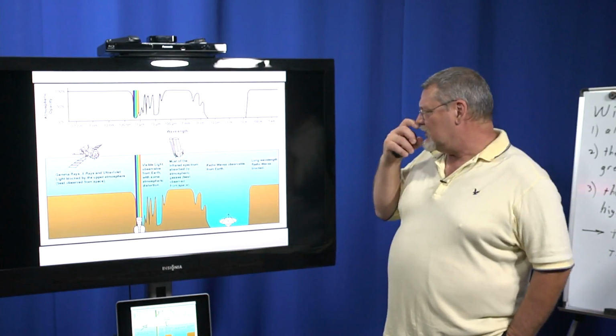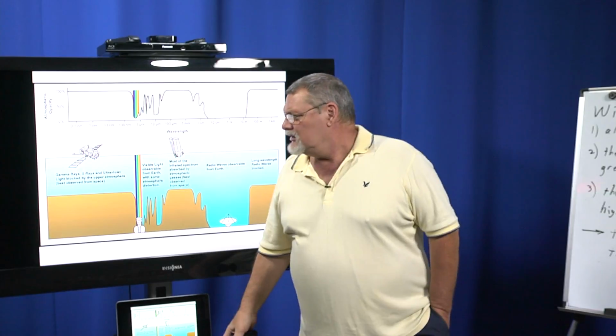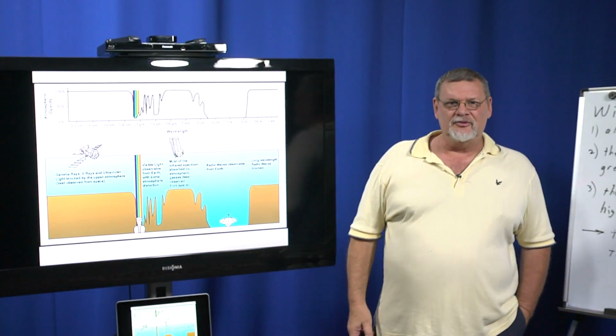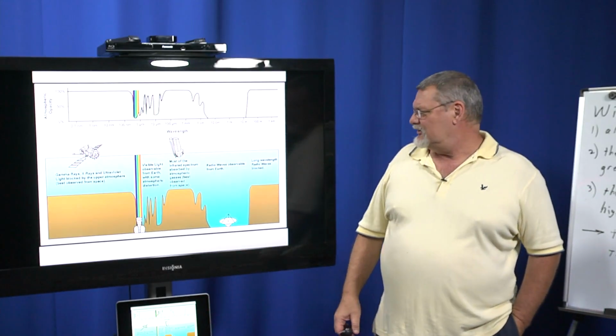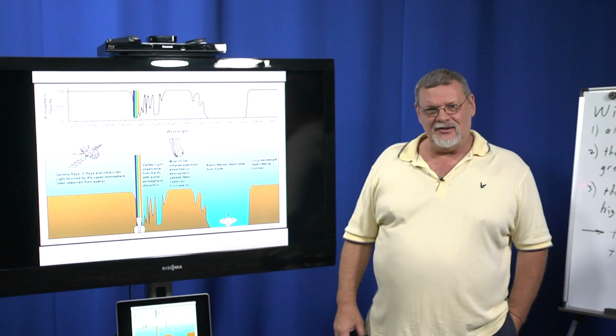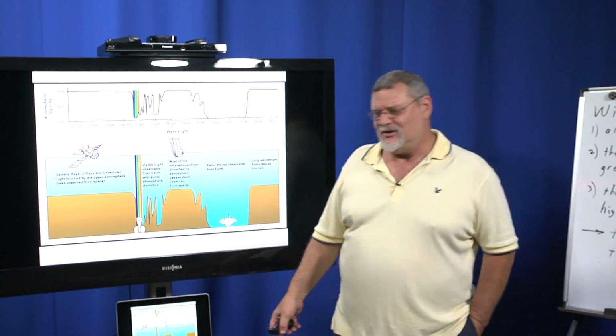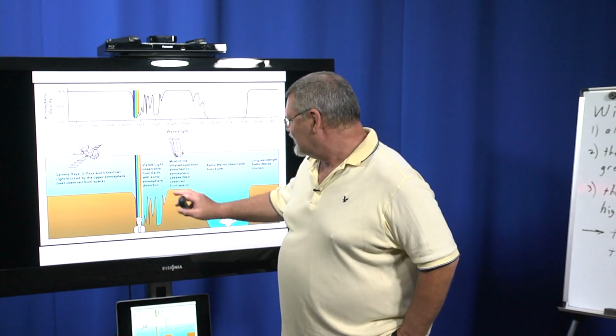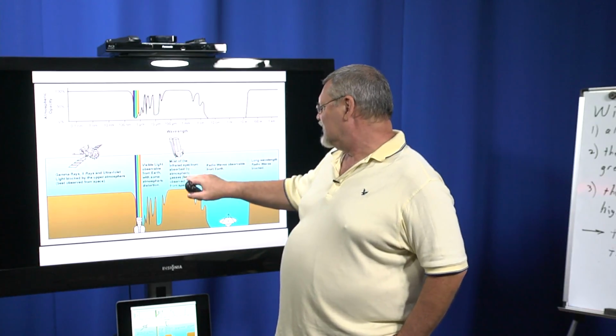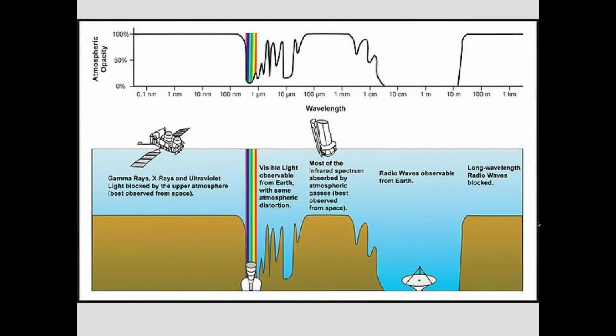Here is a representation of the fact that our atmosphere absorbs a lot of these rays, and so we can't see from the ground. We can't see these rays, and the brown represents things are being absorbed. Most of the infrared spectrum is absorbed by the atmospheric gases. So anywhere where there's a hole here, we can see visible, and we can see a lot of radio waves. But these other ones, we don't see these. We have to get above the atmosphere.